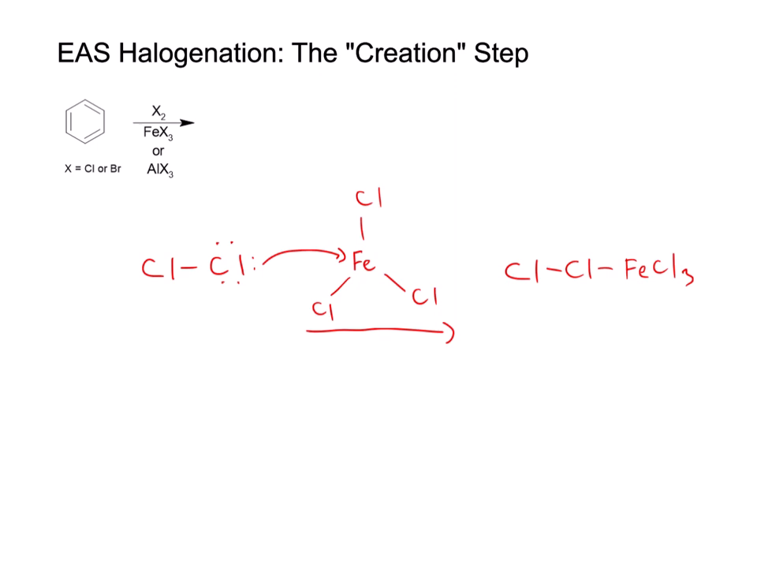Now, this is interesting because this puts a negative formal charge on the iron and a positive formal charge on the chlorine. And to resolve this, we often get this step right here, which removes the electrons from the chlorine-chlorine bond and puts them all on one of the chlorines. This is a reversible process that gives us a Cl plus electrophile and a ClFeCl3 with a negative formal charge on the iron, and that is our base.